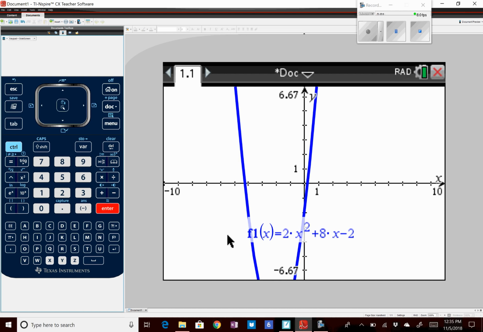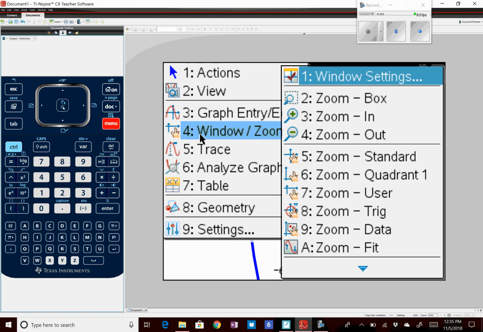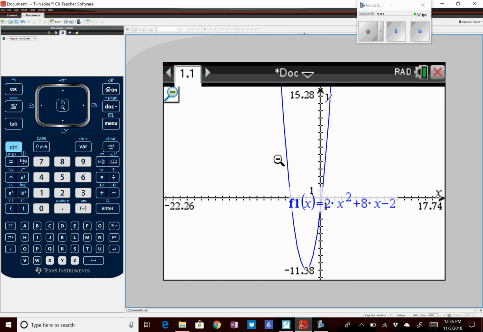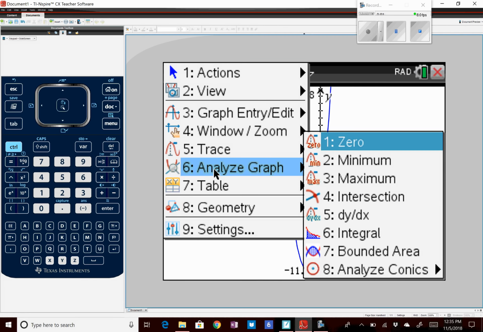All right, so here's our graph. We want to be able to see the vertex, so we'll have to adjust the window. We're going to go to Window Zoom, and we'll zoom out just a little bit so that we could see the vertex, and now we've got it in the window. The next thing we want to do is actually find the vertex. The way to do that is to go Menu, Analyze Graph.